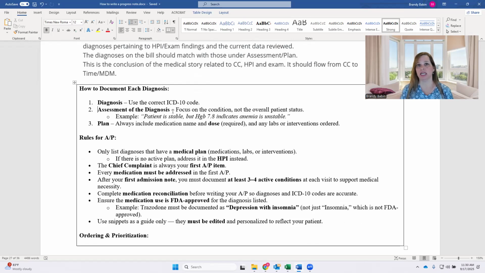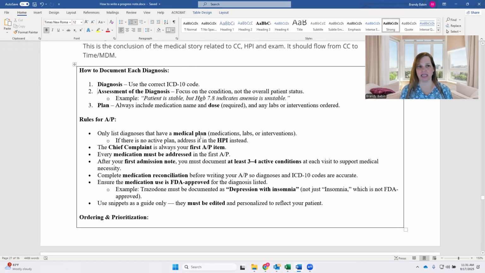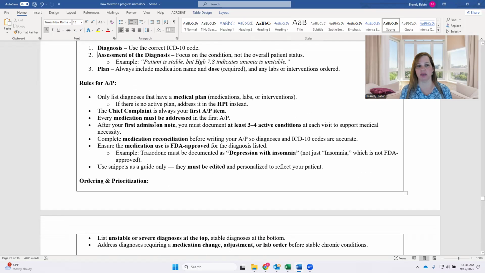You're not going to say anemia patient stable because their hemoglobin has been 9 for 3 months. The patient is stable. The diagnosis is not. And under the assessment and plan, you're assessing the diagnosis. So someone with chronic kidney disease with a GFR of 30 is not stable. How long can you sustain with chronic kidney disease without morbidity, mortality, especially if you're diuresing them? So you're looking at the assessment of the diagnosis and then the plan.